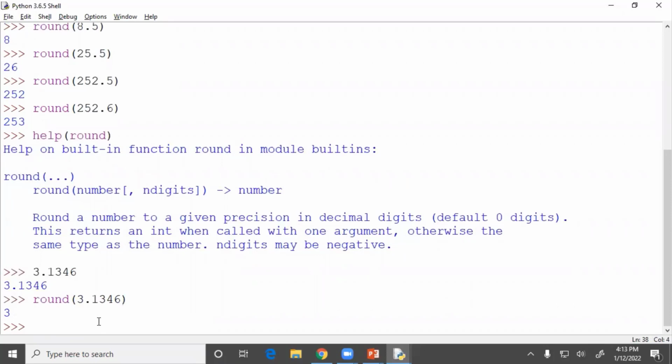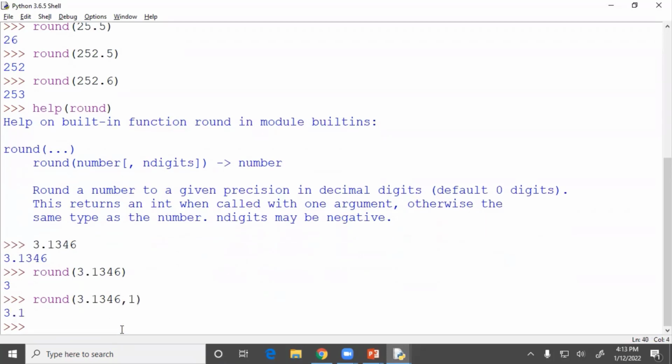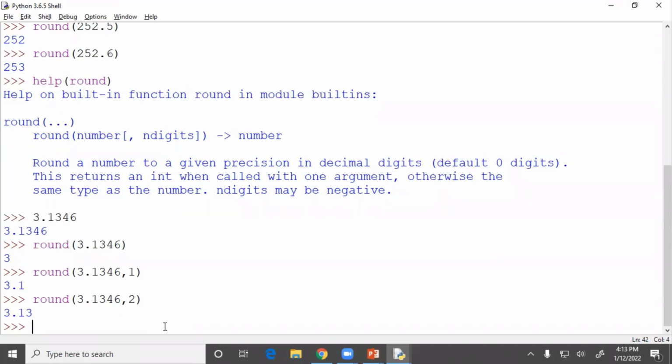Now I'm going to write the same thing here, but for example I'm going to put 1, and we'll see how this changes. What does this mean? It means rounded to the first decimal. What do I have here after the first decimal? Let's look at the same thing, but now I'm going to put 2. What do you think is going to be now? 3.13. I'm going to put 3.